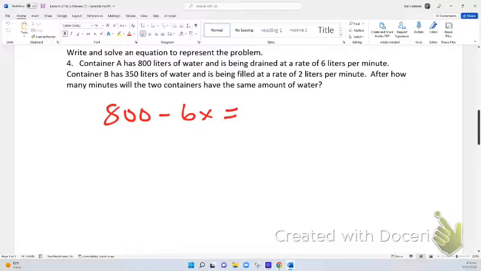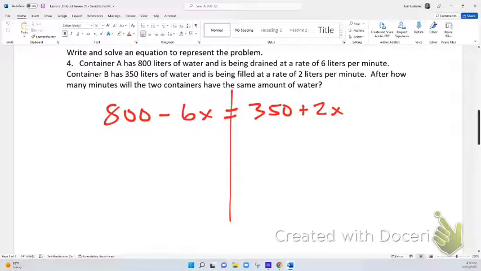And then we set that equal to the other container, which is 350 liters of water, and it is being filled, so we're filling it up, we're adding to it 2 liters per minute, and then they want to know after how many minutes will they have the same amount.